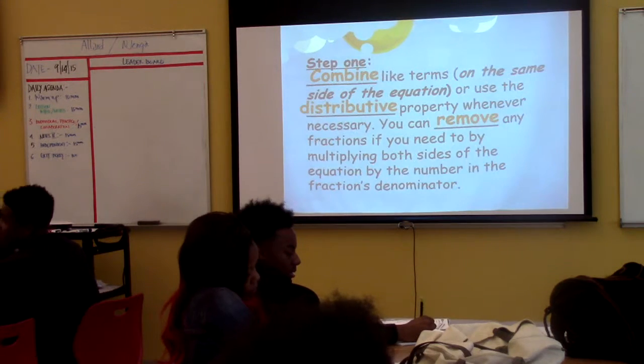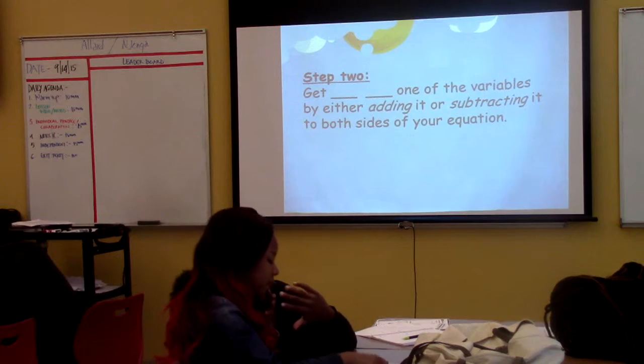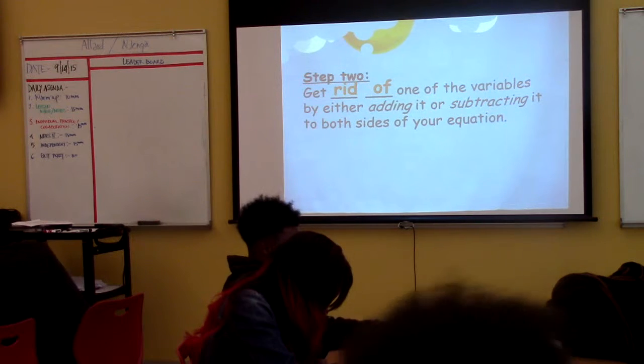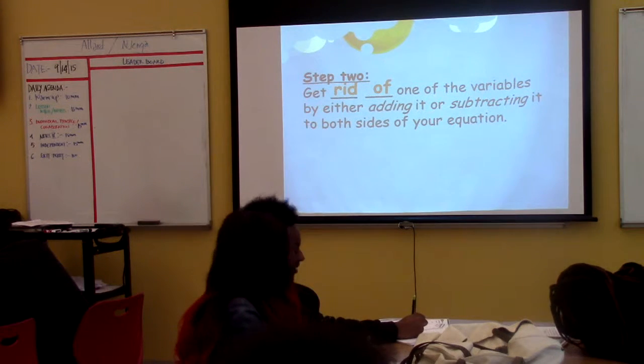We're going to get rid of one of the variables by either adding or subtracting it to both sides of the equation.